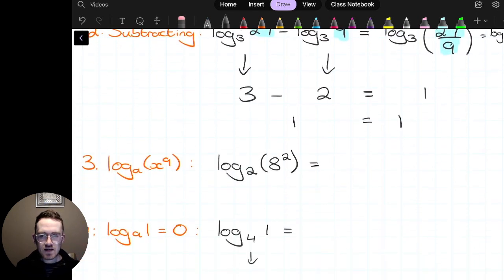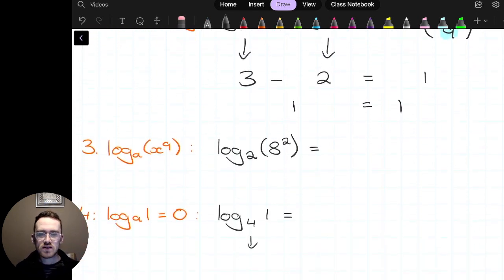Looking at the next example that we have, it's to do with a question where this middle term, this subject term, is also raised to a power. So here we have log to the base 2 of 8 to the power of 2. And what our rule tells us here is that if we have a question like this, where that middle term, that subject term, has a power, we can take that power down to the front. Okay, it becomes 2 log to the base 2 of 8.